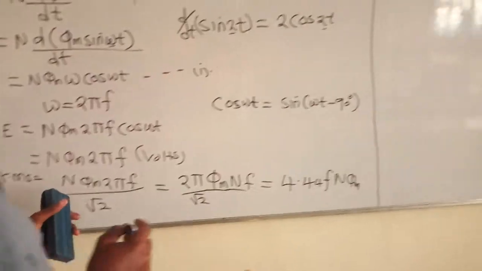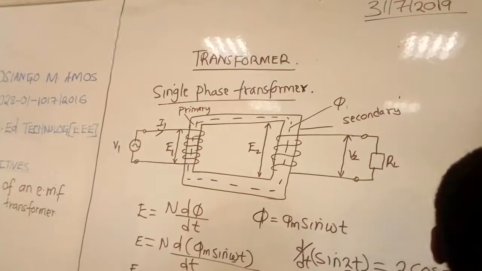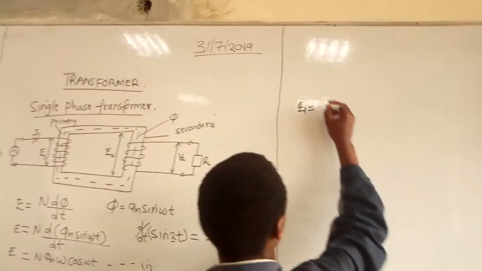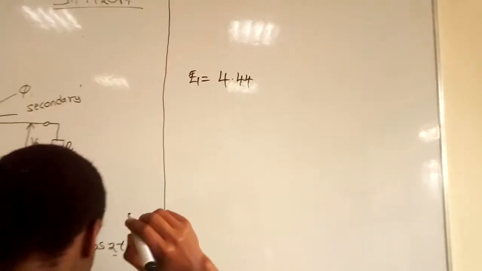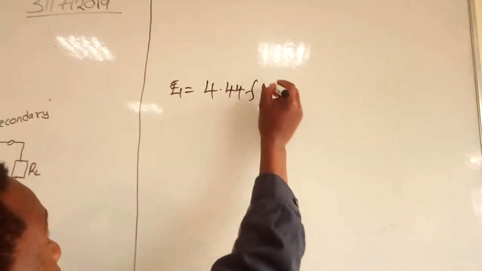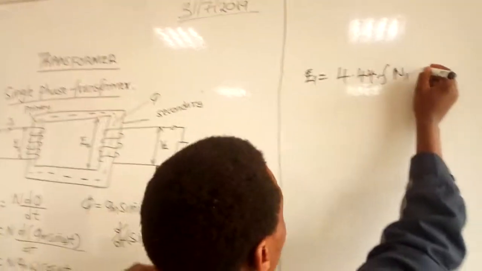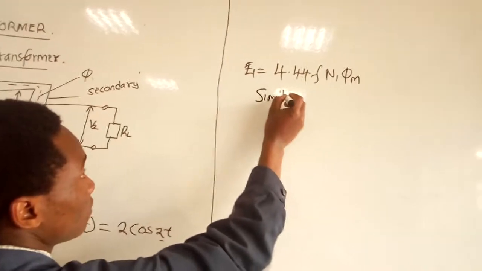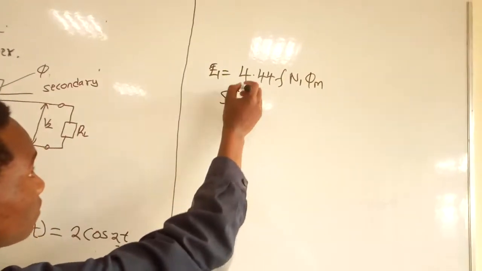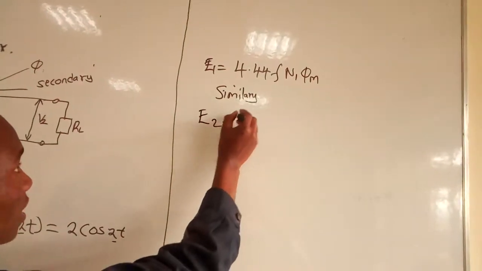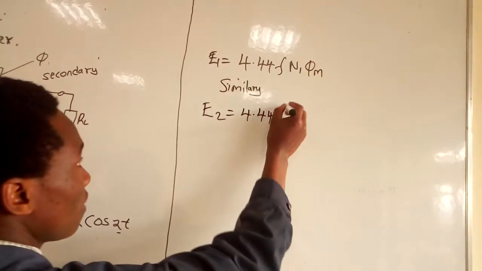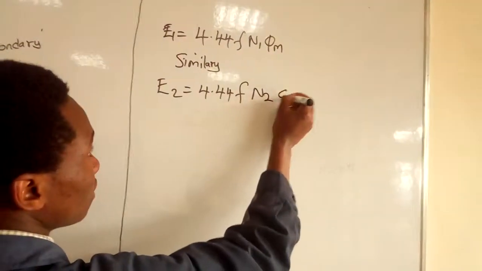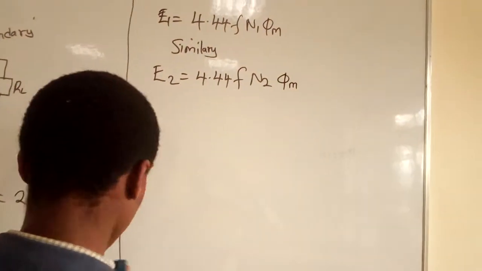So then according to the EMF, E1 was given by 4.44 f, number of turns in the primary N1, phi m. Then similarly, E2 is given by 4.44 frequency, N2 the number of turns in the secondary part, phi m. The flux remains the same.